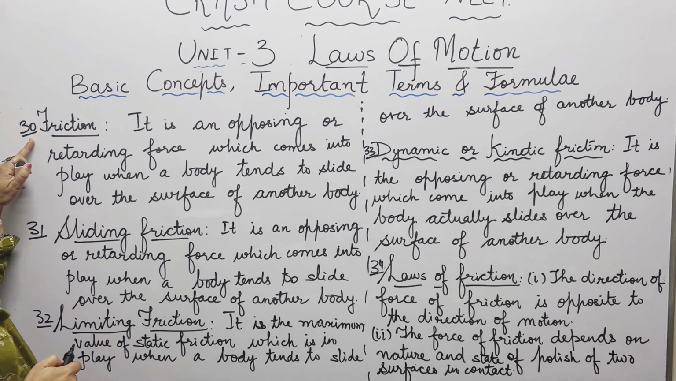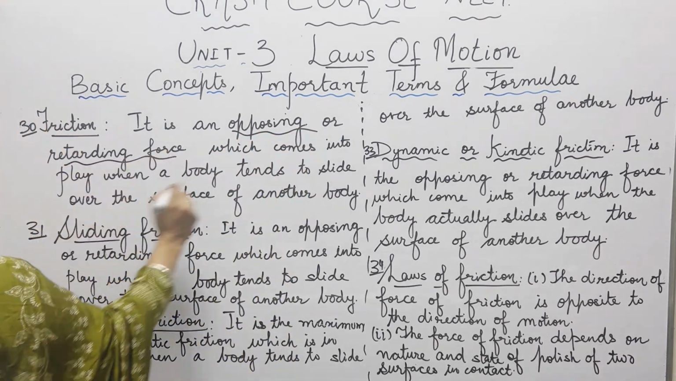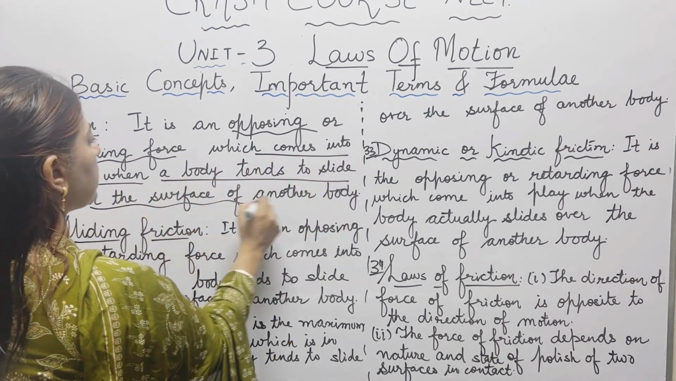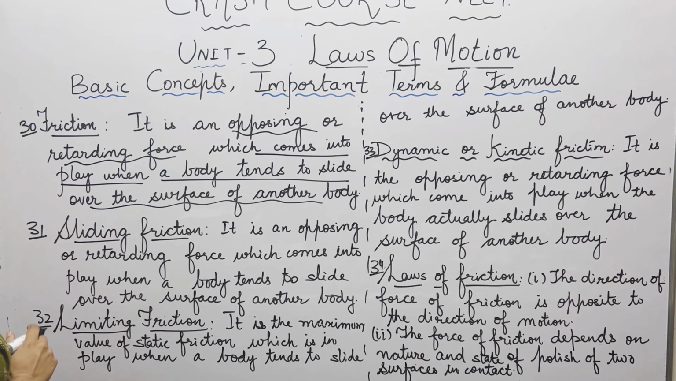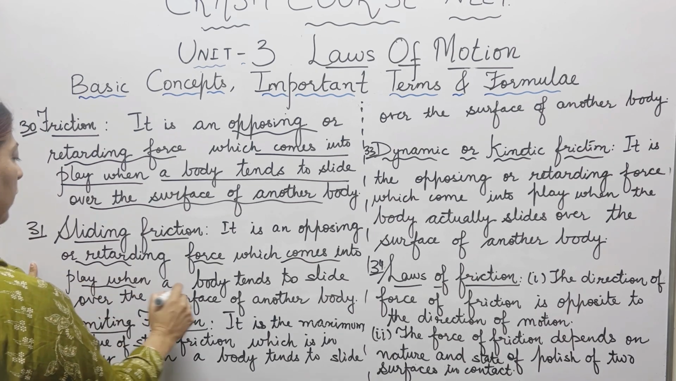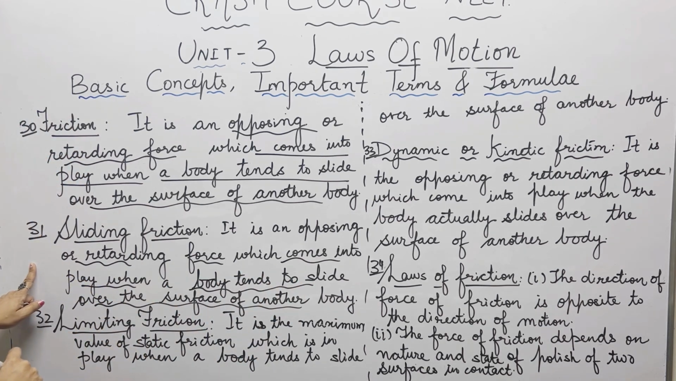This is the 30th point: friction. It is an opposing or retarding force which comes into play when a body tends to slide over the surface of another body. Another is sliding friction. It is an opposing or retarding force which comes into play when a body tends to slide over the surface of another body. The next one is limiting friction.